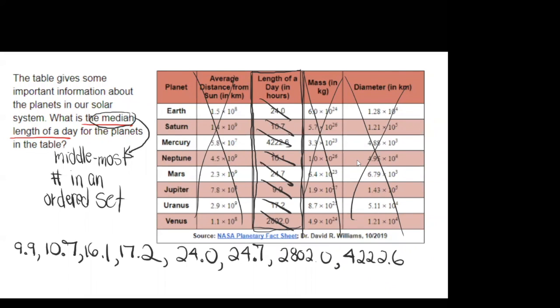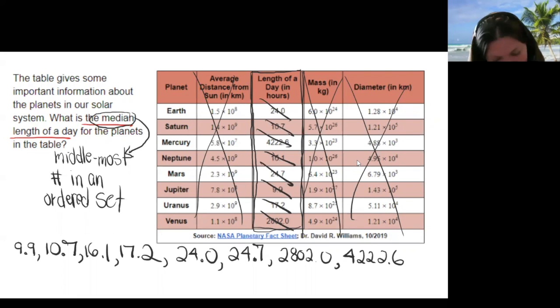There's a trick to this. If I remember, if it's not evenly distributed, you have to take the most middle numbers. You add those and divide them by 2, correct? Absolutely right. We're going to do what I call a mini mean.